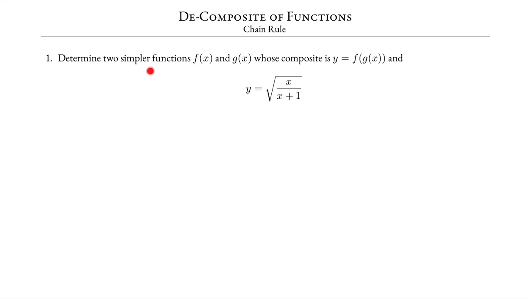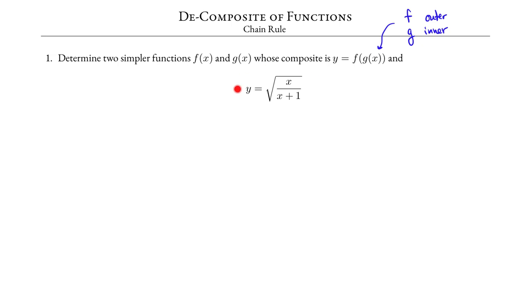Determine two simplest functions f of x and g of x, whose composite is y equals f of g of x and y equals the square root of x over x plus 1. First, observe that with this composite function, f is the outer function and g will be the inner function. g is the function inside of the function f.